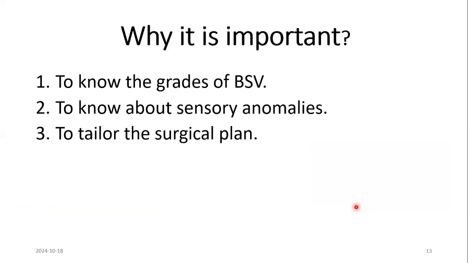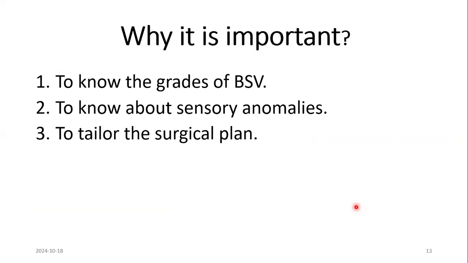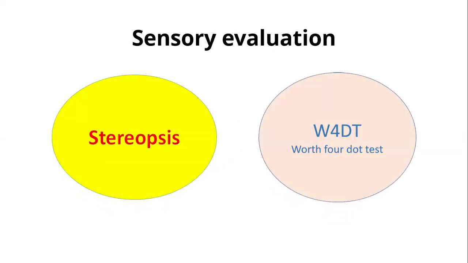Coming to the sensory evaluation, I will not go deep into this. I will just go very quickly to save time. In the grades of binocular vision, we have three grades: simultaneous perception, fusion, and stereopsis, and we can test the three grades of binocular vision through the synoptophore. For sensory evaluation, we have two main parts: the stereopsis and the Worth four dot test.